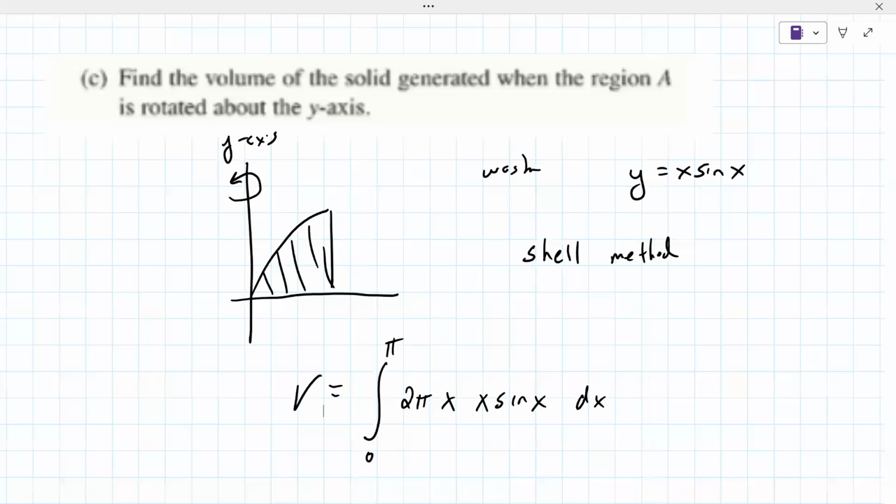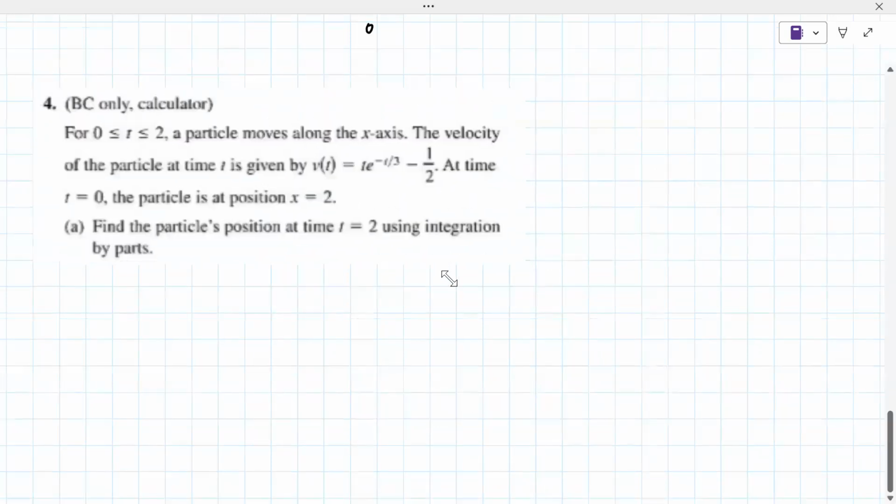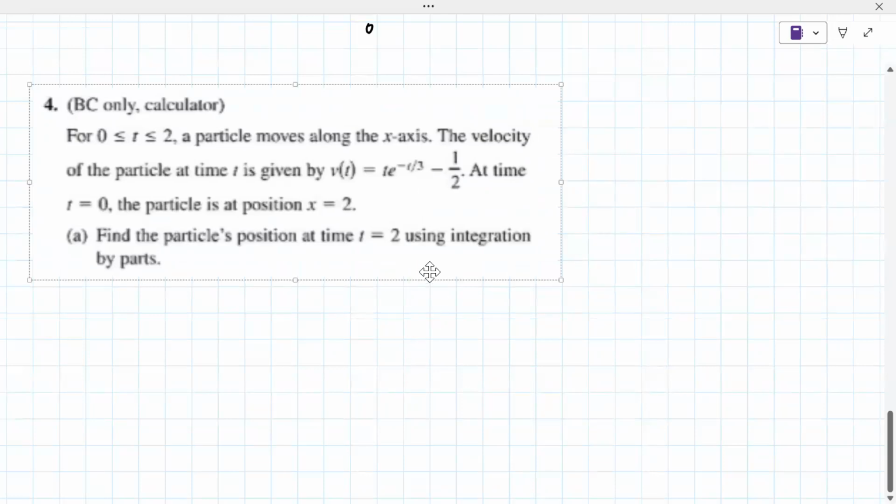Let's see. Number 4, BC only. It's another calculator problem. All of these, I think, are BC problems. For 0 to 2, a particle moves along the x-axis. The velocity of the particle at time t is given by this function. At time t equals 0, the particle is at position x equals 2. Find the particle's position at time t equals 2 using integration by parts. Any idea how to set this up?